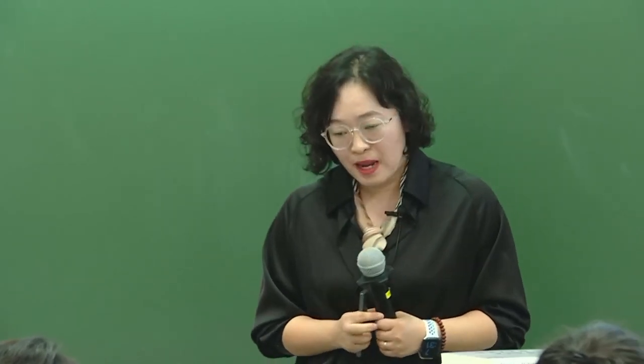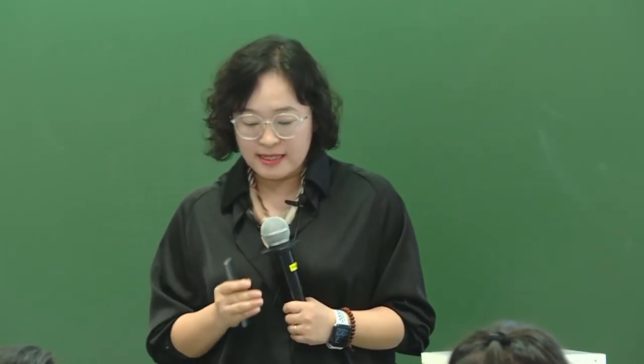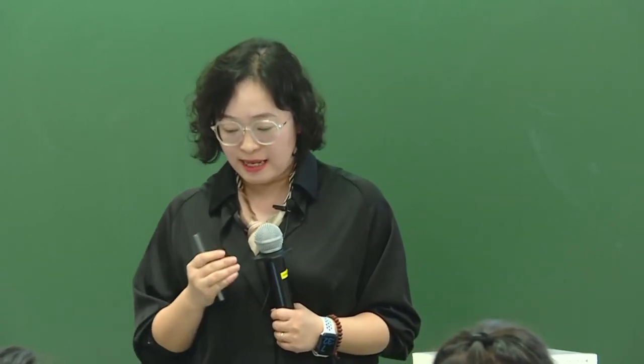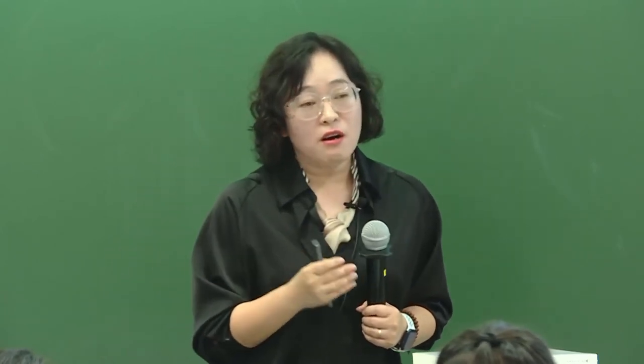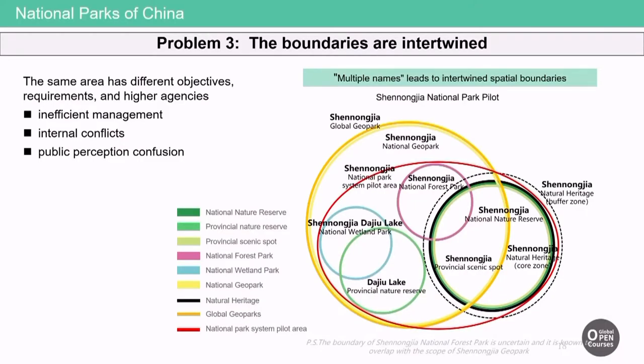The third problem. The boundaries are intertwined. Taking the Shennongjia National Park pilot as an example, we made a diagram of the boundaries, with each circle representing a protected area. Each circle is one protected area, and each color represents one type of protected area. So you can see the boundaries of the protected areas. Some of the boundaries overlap. Some of them intersect, right? So it brings a lot of trouble to managers.